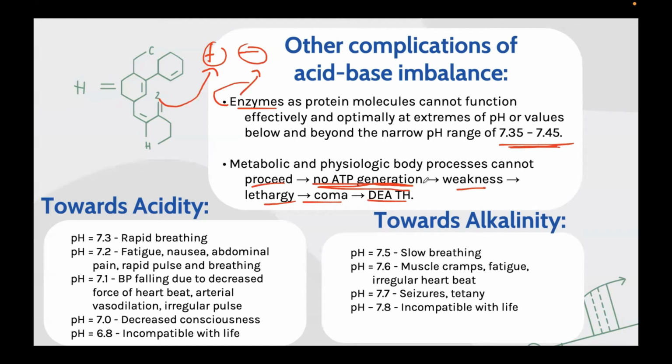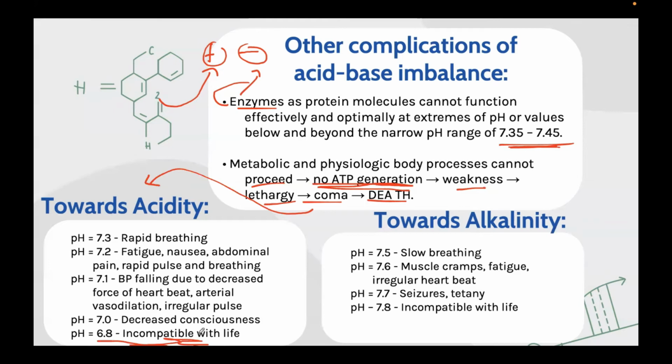Okay? If the pH in the blood will shift towards acidity, ito yung mga mae-experience mo. The pH of 7.3, it will have rapid breathing. The patient will have fatigue, nausea, abdominal pain, rapid pulse, and breathing kapag 7.2 yung pH niya. A pH of 7.1, the BP will fall due to the decreased force of heartbeat, arterial vasodilation, and then irregular pulse. The pH of 7.0, decreased consciousness, and then a pH of 6.8 is incompatible with life.